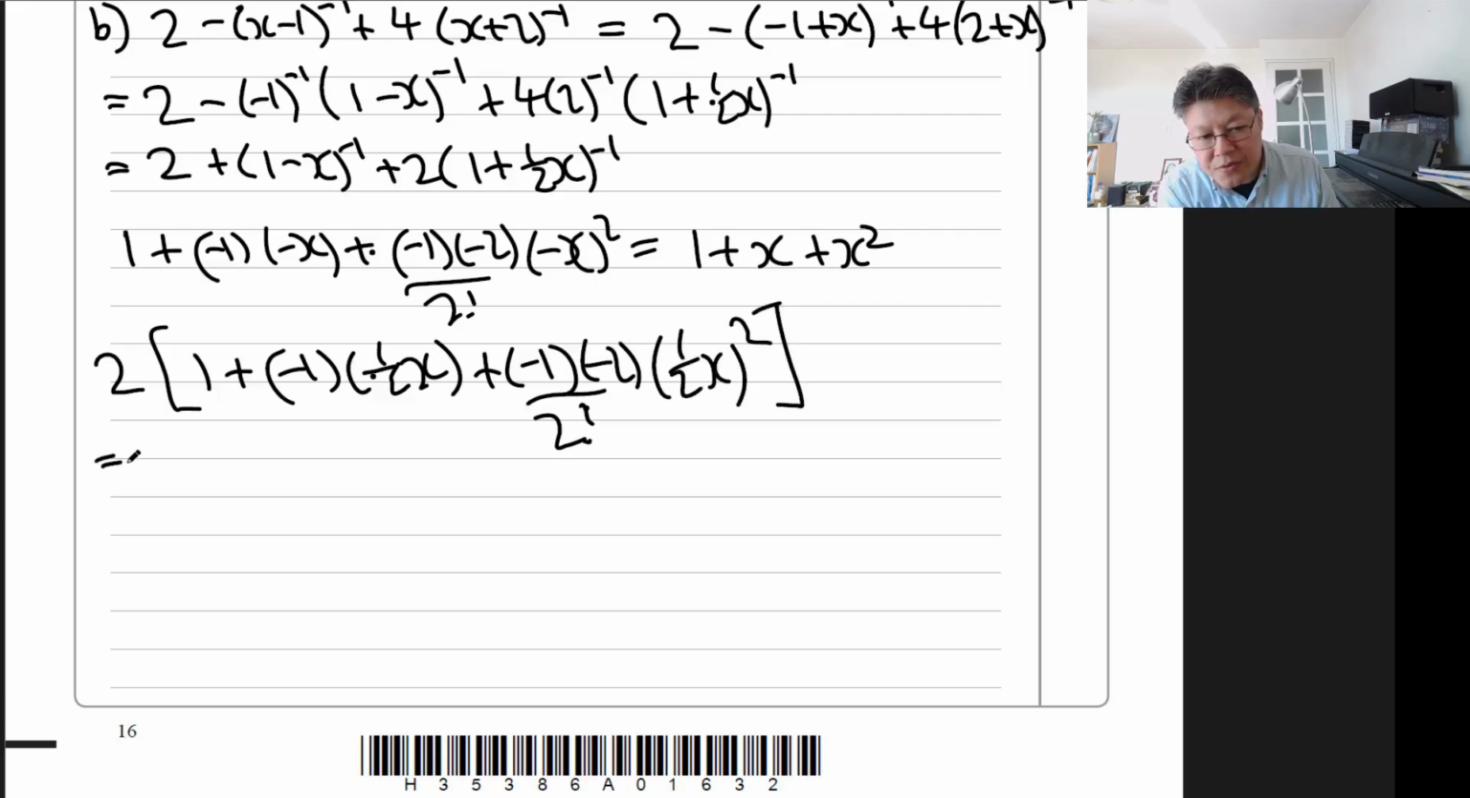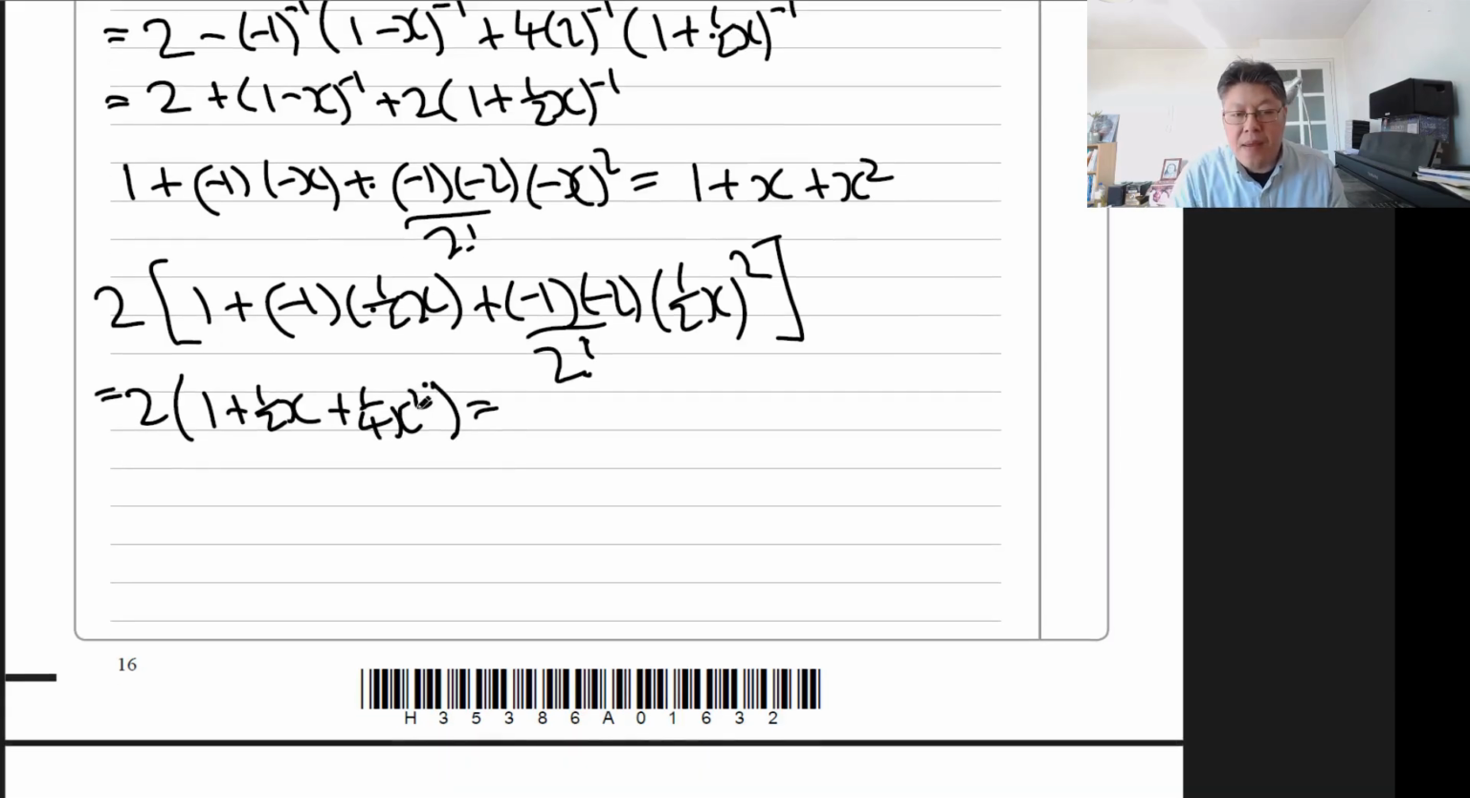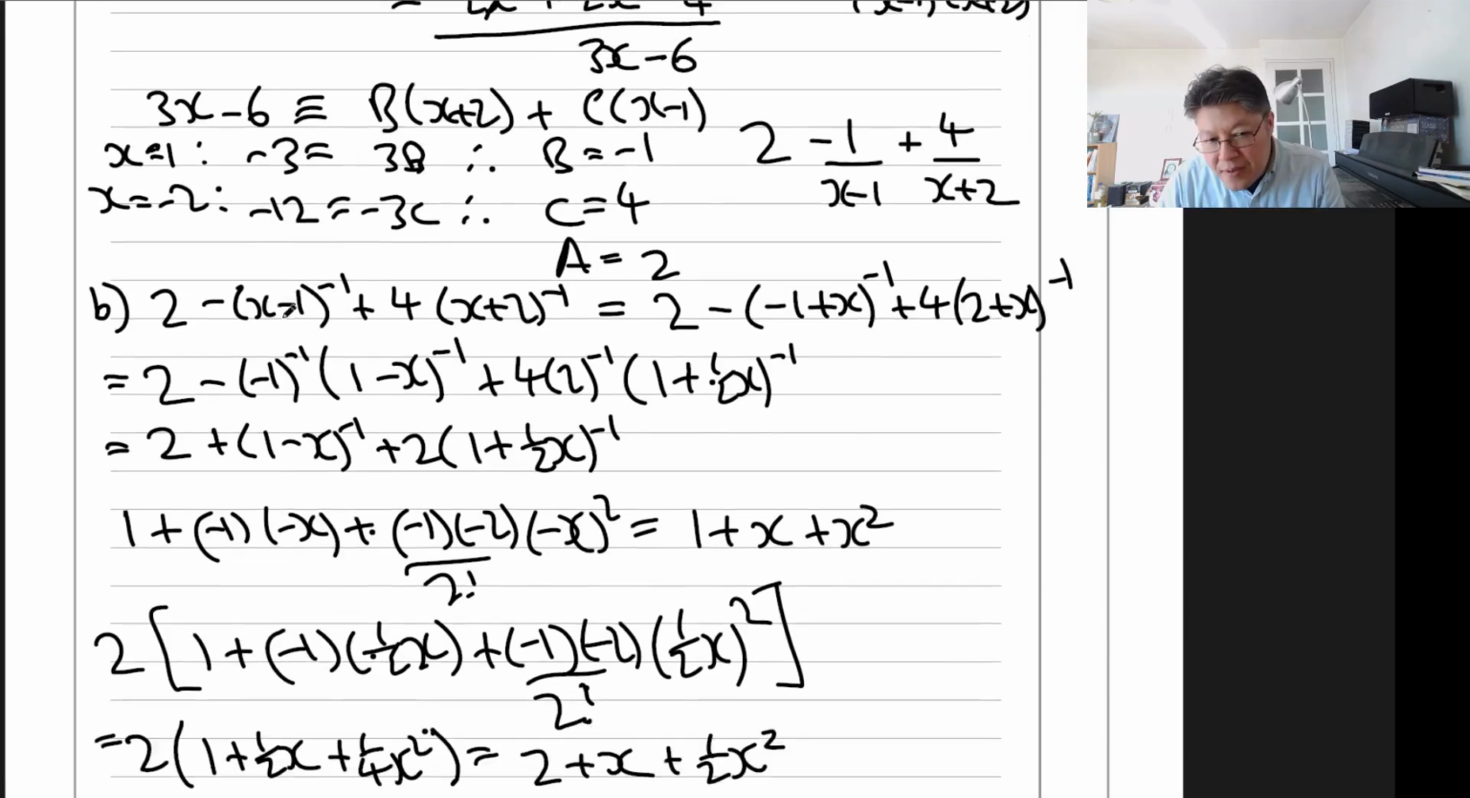So this equals 2. And let's just work all this out. So 1, that's plus half x. And this is a positive 2, divide 2, they cancel. And this becomes a quarter x squared. So plus a quarter x squared. And we can just expand this bracket, gives us 2 plus x plus half x squared. So now that we've expanded that term and that term, we can now combine everything.